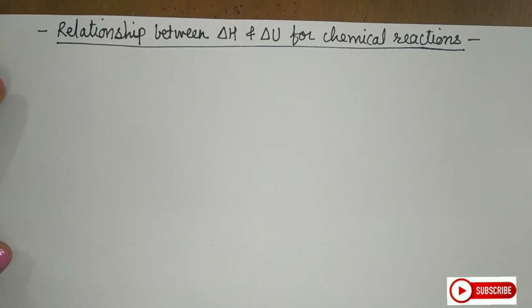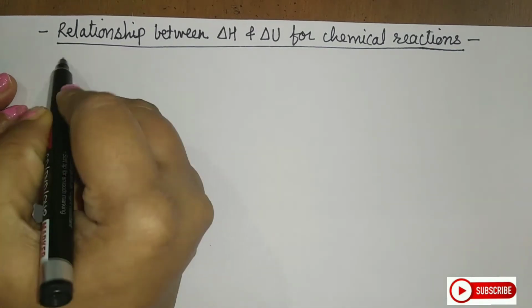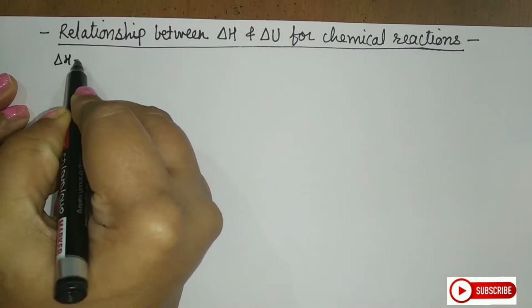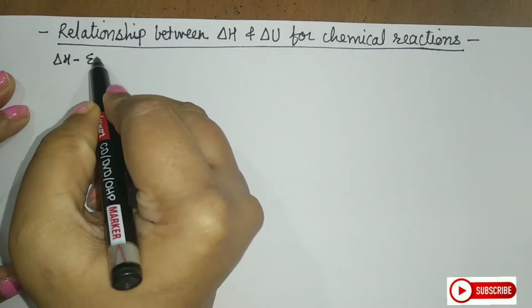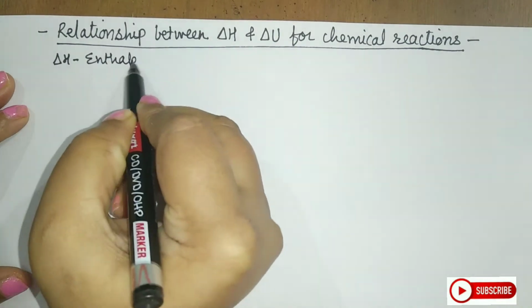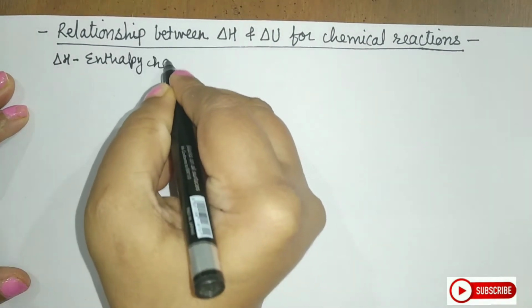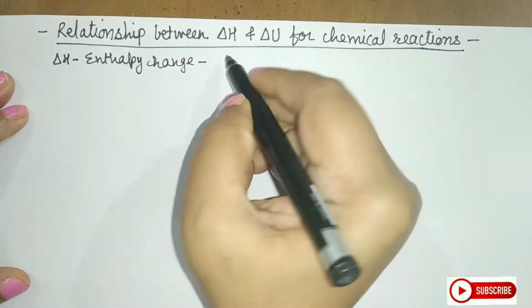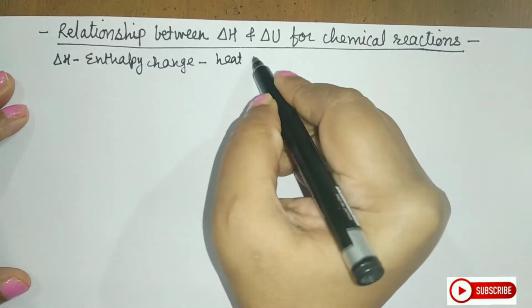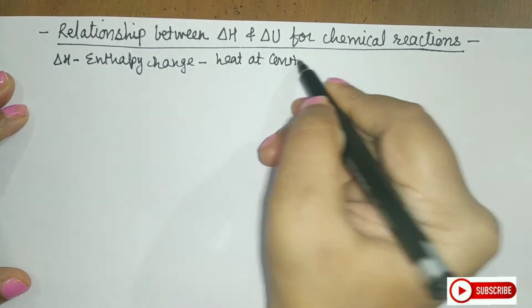Students, in today's video, we are going to see the relationship between delta H and delta U for chemical reactions. Now first, let us see what is delta H. Delta H is the enthalpy change, or we also call it as heat at constant pressure.